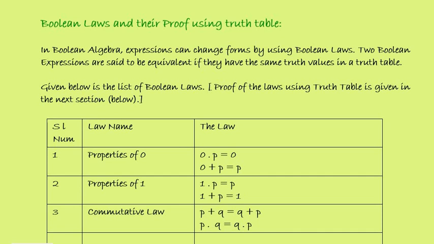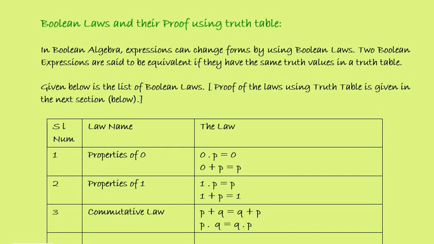The next thing is Boolean laws and their proof using truth table. This is very, very important and all of you must do this all by yourself once in the copy and then register it in your mind. Now, which are the laws that govern Boolean algebra? They are called Boolean laws.